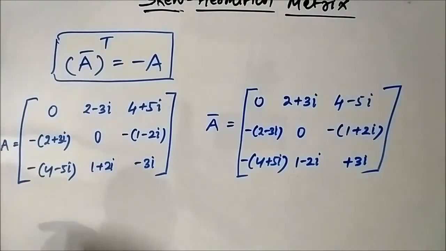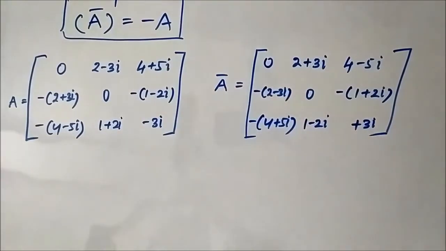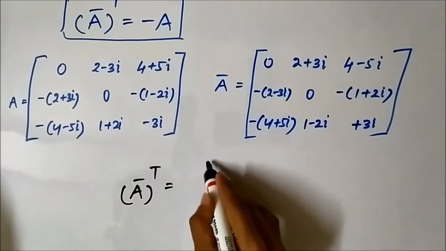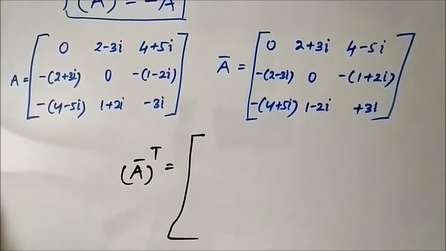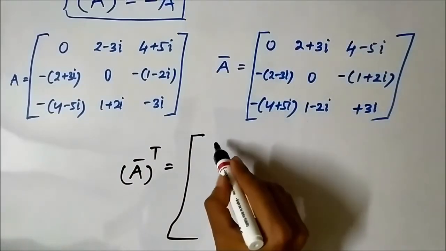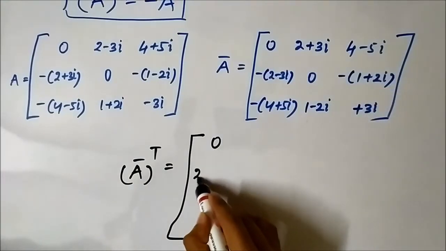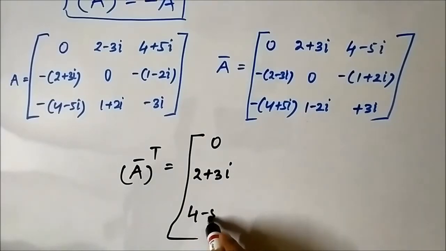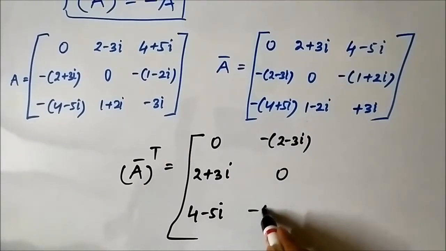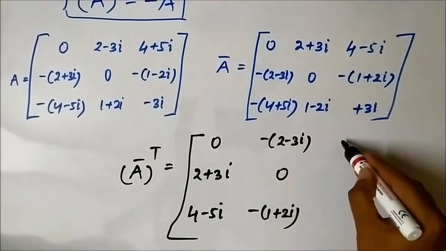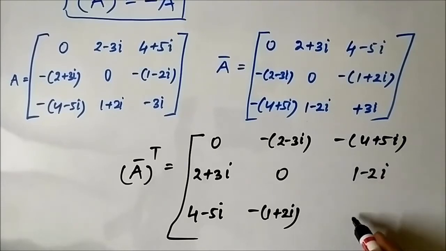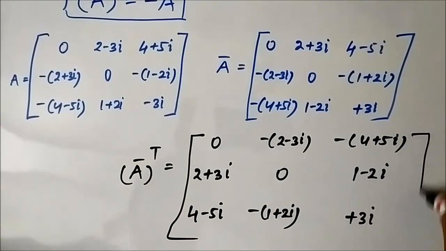Now we will evaluate the transpose of this matrix, A conjugate transpose. The transpose of a matrix is determined by interchanging the rows and the columns. So the first row will become the first column, the second row will become the second column, and the third row will become the third column. So it is 0, 2 plus 3i, 4 minus 5i, second row will become the second column, minus 3i, 0, minus of 1 plus 2i, third row will become the third column, 1 minus 2i and plus 3i. This is A conjugate transpose.